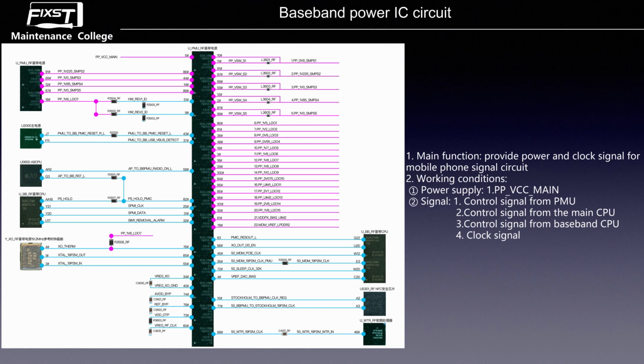This clock signal is 19.2 MHz. And 16.6, this pin is the baseband power IC to the RF processor clock signal. This signal is also 19.2 MHz. And this is the baseband power IC circuit.